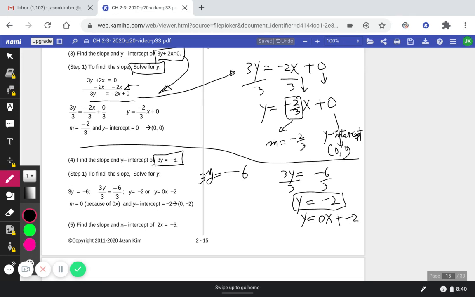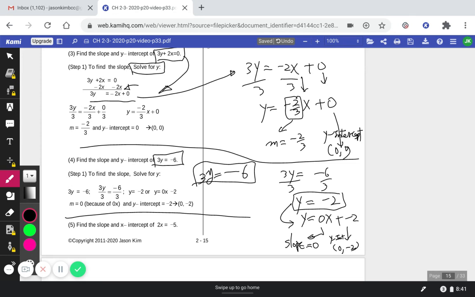Did you know that? 0 times anything is 0 anyway. So it's actually this. So the slope becomes 0 when there is no x. And the y-intercept becomes 0 comma -2. Okay. So whenever there is y only, y equals some number, the slope always becomes 0. Okay. Now number 5.